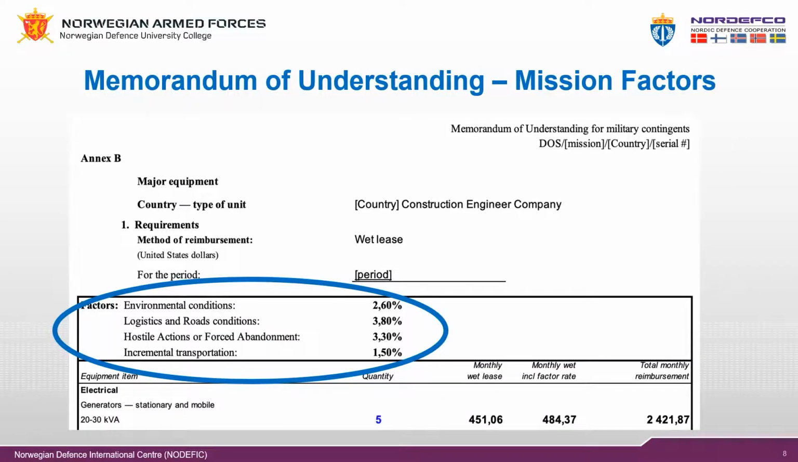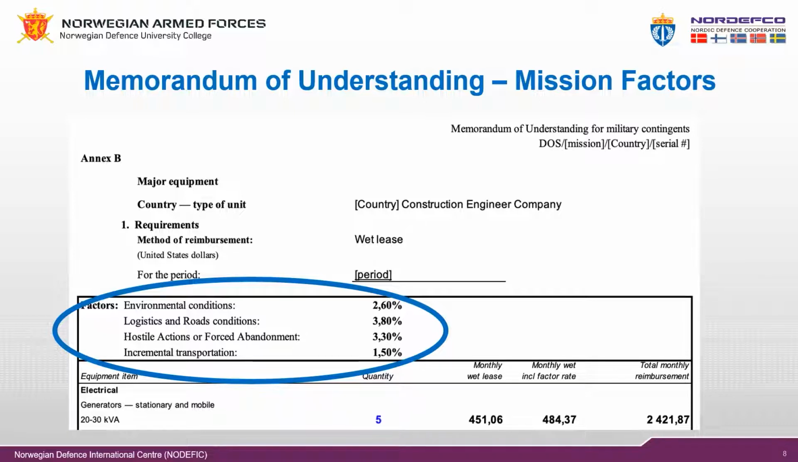As mentioned, the mission factors cannot exceed 5%, or 6% for the hostile action factor, and are applied to both the major equipment and the self-sustainment reimbursement rates. You will find the mission factors listed in the Memorandum of Understanding, both in Annex B, the major equipment, and in Annex C, the self-sustainment.